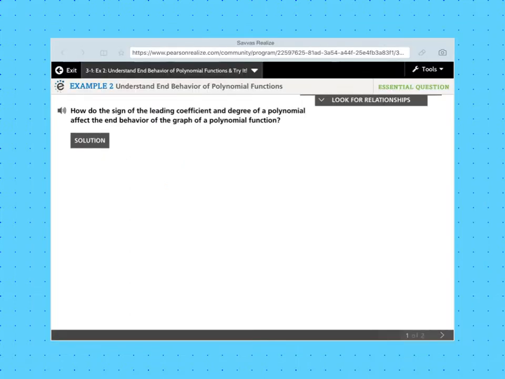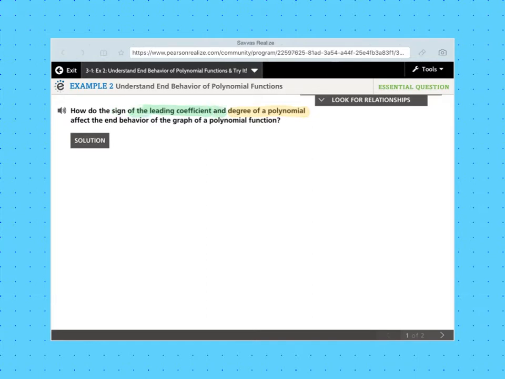Here is an important example. How do the sign of the leading coefficient and the degree of a polynomial affect the end behavior of the graph of a polynomial function? So our focus here is the sign of the leading coefficient, as well as the degree of the polynomial function. Okay, so let's see what we do here.